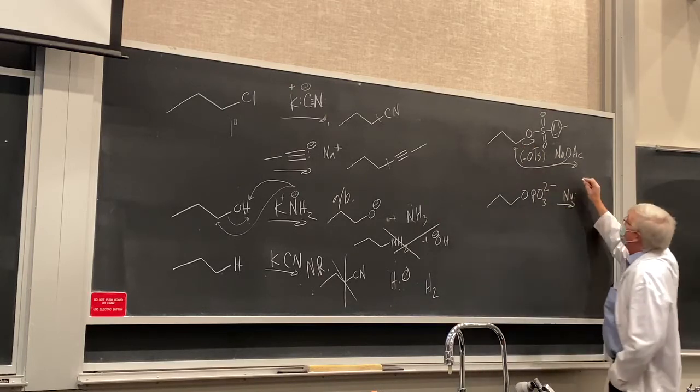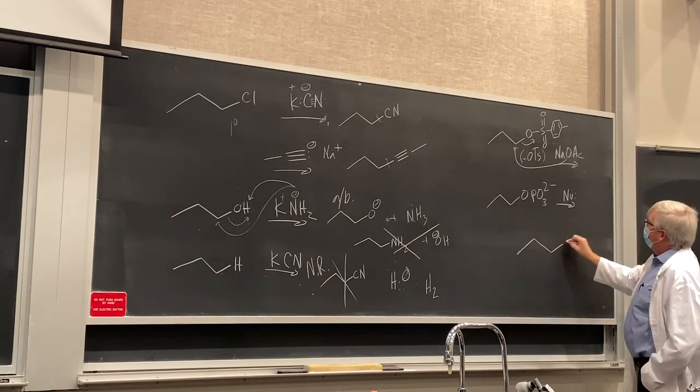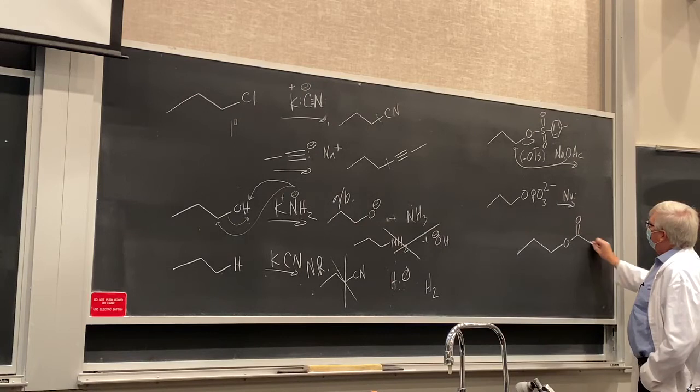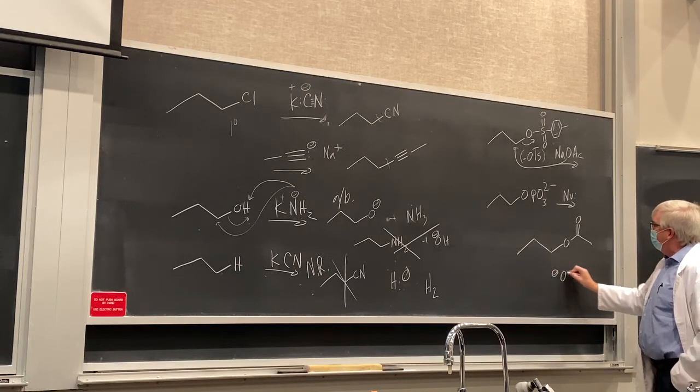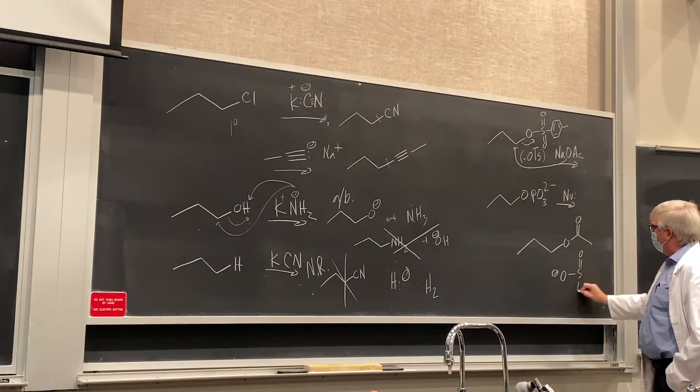And here's acetate going on there. What would be the product? Acetate would go on and it would give us the ester product. And look, tosylate would come off. That's actually a good leaving group in this case.